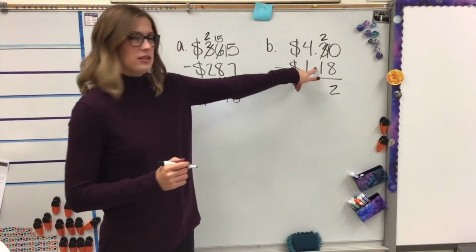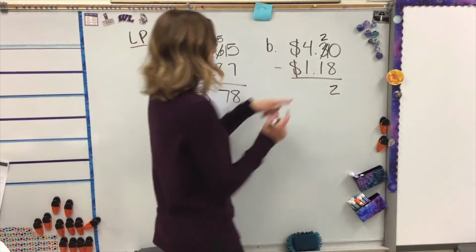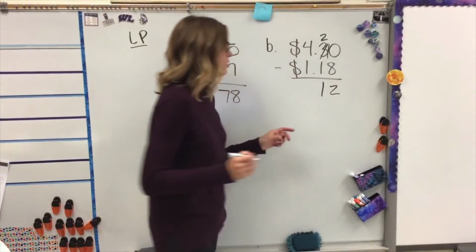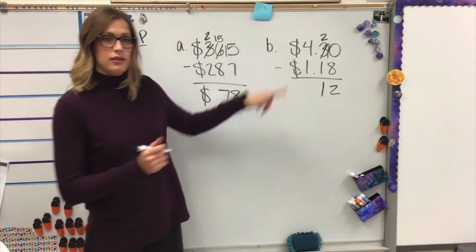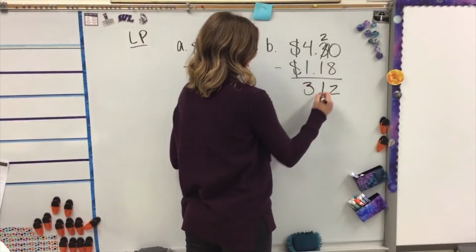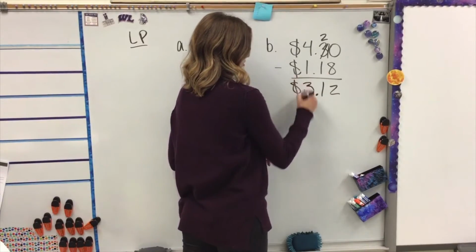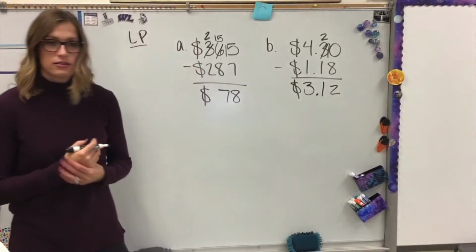2 minus 1. Is 2 bigger than 1? Yep, so we can do 2 minus 1 is 1. 4 minus 1 is 3. Bring that decimal point down, and your dollar sign. So you get $3.12.